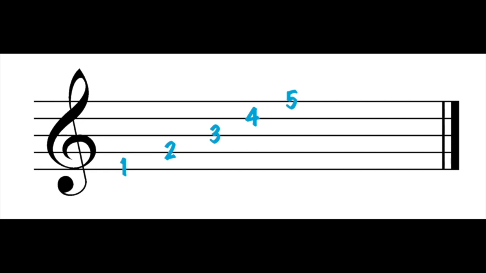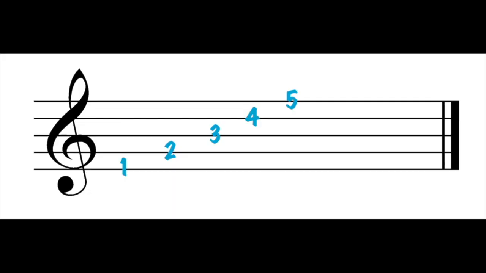Just like when we go from the bottom or line number 1 up to line number 5 on the music staff, we're getting higher in pitch. Now, there's not just the 5 lines, but we also use the space in between the lines. We call those the spaces, and there are 4 spaces here in the music staff. 1, 2, 3, and 4. Again, we count from the bottom and going up.